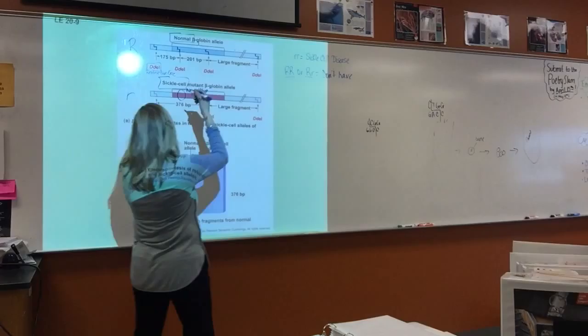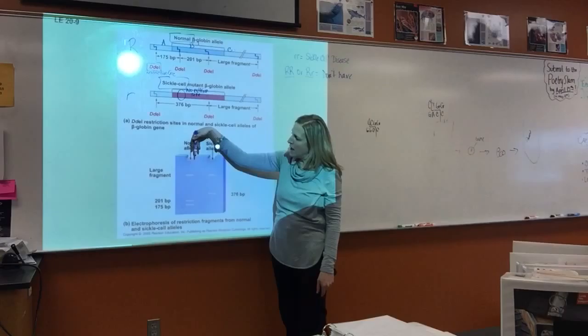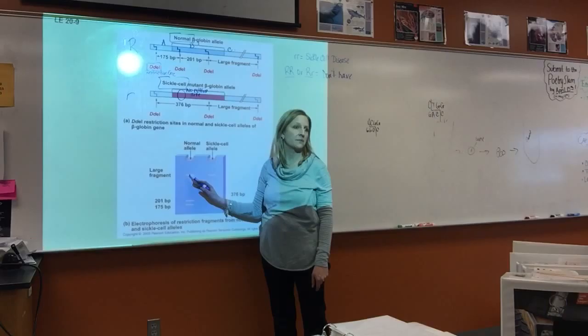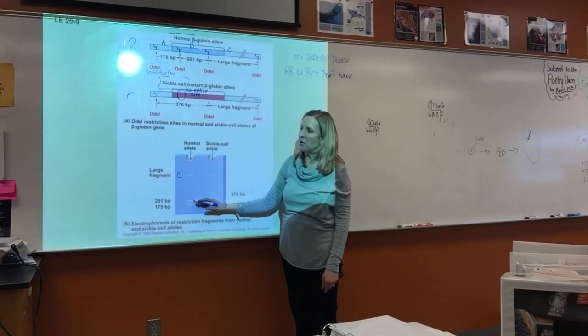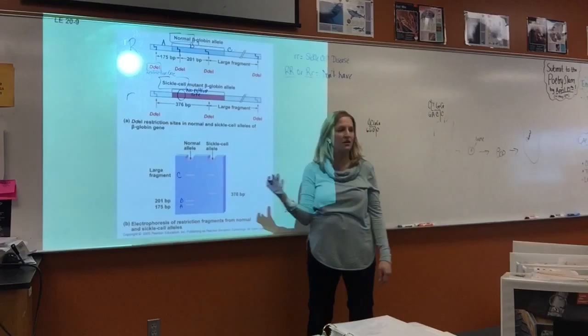Let's call these fragments A, B, and C. If we take those fragments and put them in the well and run gel electrophoresis, they're going to separate based upon size. Notice that there are three lines here. Which fragment out of A, B, and C would be this first line? C, right, the larger fragment. And then what would be next? B is slightly larger than A, so this would be B and A, but notice that they're close, so the lines are around the same area here.